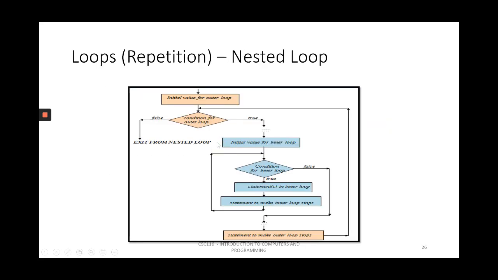Yeah. So this is the flowchart for the nested loop. Of course we need to initialize the value for the outer loop. Okay, so this is the condition, meaning that we test the condition for the outer loop. If the condition is true, you will move to the next statement, and then inside this outer loop we have an inner loop. So we need to give an initial value for the inner loop, and then we test the condition for the inner loop, and if the condition is true, you will go to the statement. Okay, if false, you will exit the loop.